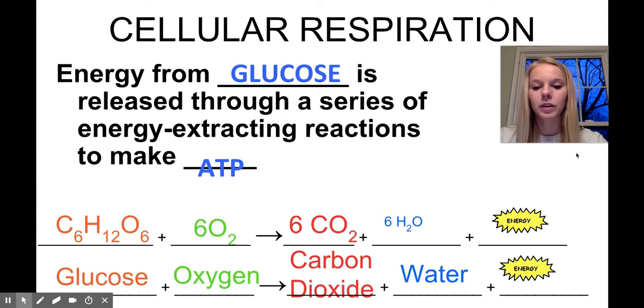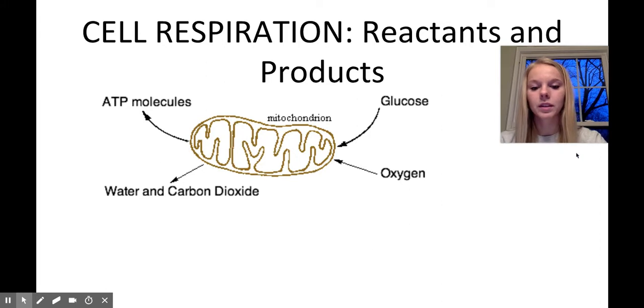Cellular respiration is the reverse of photosynthesis. In this process, energy from glucose is released through a series of energy-extracting reactions to make ATP. Organisms use oxygen in the process to break down glucose and put out carbon dioxide, water, and energy in the form of ATP. In this graphic, you can see the reaction revolving around the mitochondria. The right side shows the reactants, and the left side shows the products, or what is produced from the reaction. Your seventh keyword is energy.